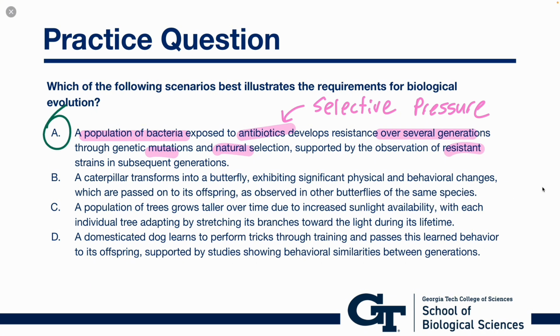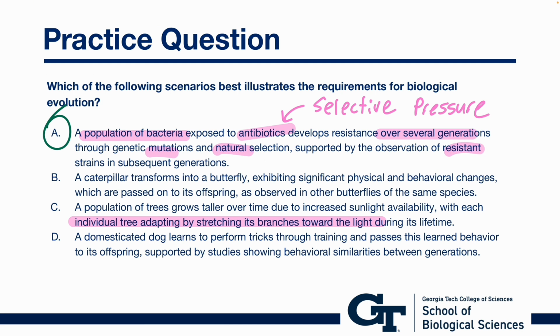But just to go through and rule out the rest, you have a caterpillar becoming a butterfly, and obviously, when that happens, it's going to change physically and behaviorally, and it passes on those traits to its offspring, right? And then we have trees that grow taller over time due to the availability of sunlight. And this happens with individual trees stretching their branches towards the light. But again, individual trees, is that a genetic change? Is that on a genetic basis? No. And so it's obviously not C.